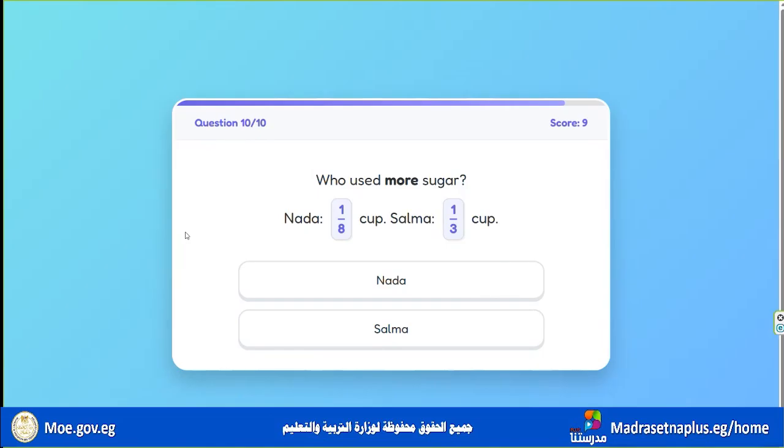Who used more sugar? Nada, 1/8, or Selma, 1/3? Nada used 1/8 cup of sugar, while Selma used 1/3 cup of sugar. So who used more sugar, Nada or Selma? That means compare between 1/8 and 1/3. 1/8 is smaller than 1/3, or 1/3 is greater than, bigger than, more than 1/8. So Selma wins.